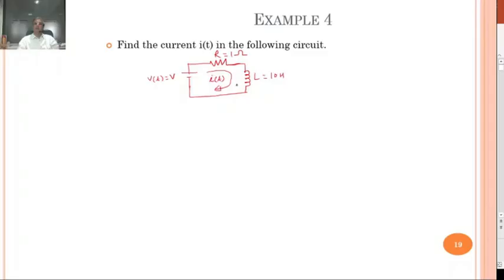Now, the first method: you write down the differential equation and take the Laplace of it, or otherwise you can directly transform the circuit into the s domain, write down the algebraic equation and solve it. Now, if we write Kirchhoff's voltage law for this circuit, or for this loop, applying KVL: R into i(t) plus L di by dt equals V.